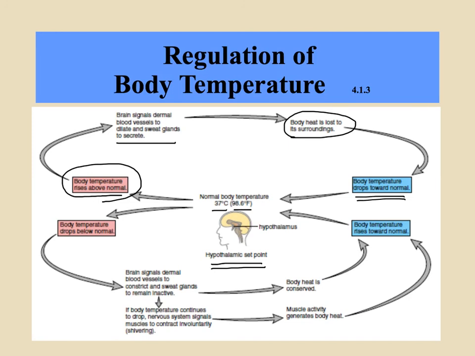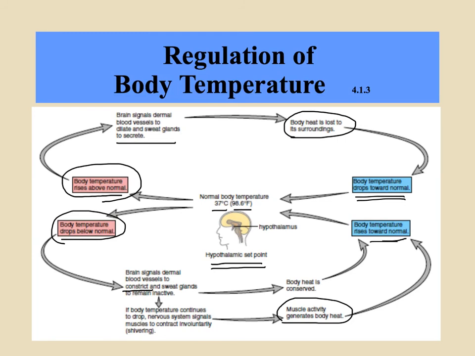Or conversely, if your body temperature drops below normal, then your blood vessels will constrict and sweat glands will not put out sweat, so that body heat is conserved. The blood basically redirects more to the core and not the extremities, so that there's a lesser chance of any heat being radiated out. If body temperature continues to drop, you actually have muscles shivering, which generate body heat as a last-ditch effort to warm up the body and hopefully bring your body temperature back towards normal.